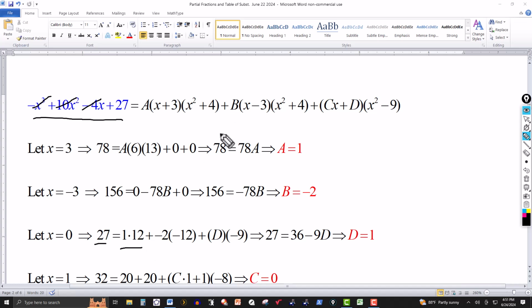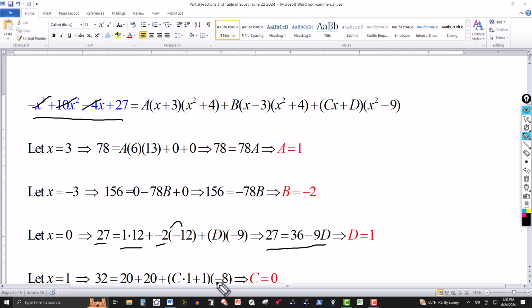Remember here, b is negative 2, that's what I got here. And then put a 0 here and a 0 here, that's negative 3 times 4. That's a negative 12. So I got this here. This then is 24, and 12 is 36. And then here I got 0 here, 0 here for the x's. That gives me negative 9d. Solve this equation for d. I get d is equal to 1.